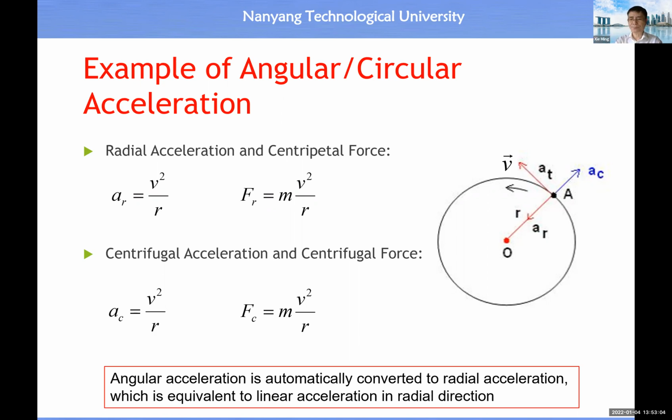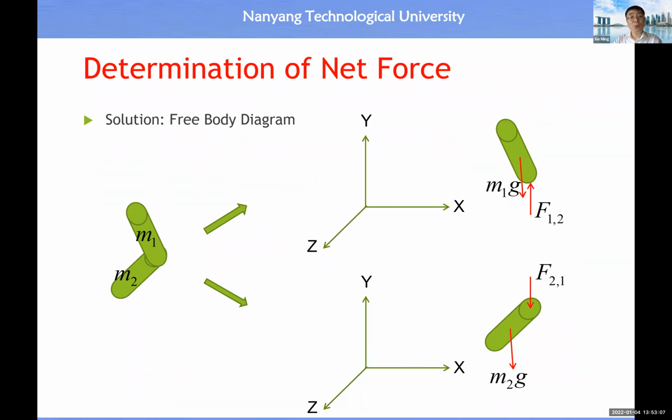And then how to determine the net force received by a single rigid body inside a complex mechanic system? The answer is to use a free body diagram. If you have a mechanic system with n rigid bodies, then you have n free body diagrams. Each free body diagram only has a single rigid body. For example, we have a mechanic system with two rigid bodies, then we must draw two free body diagrams. So this is a free body diagram for M1, free body diagram for M2.